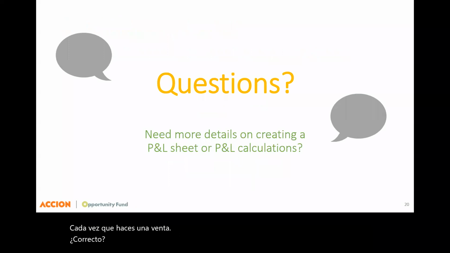So with that, that is the profit and loss statement. Hopefully it's not too complicated, and I think we can take a couple of questions now.